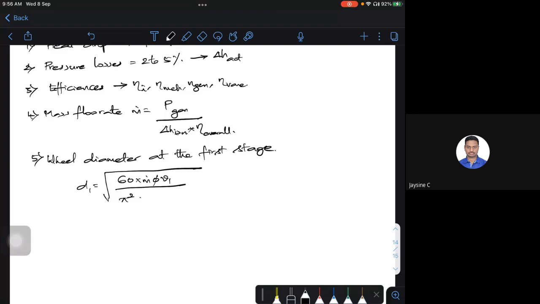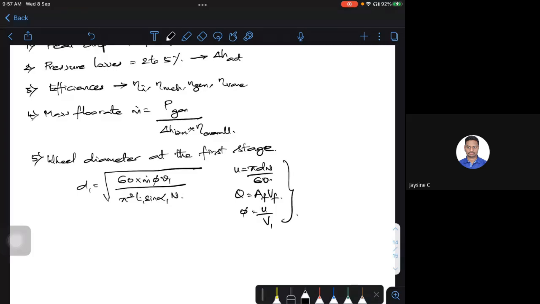So if I call this 1, it is pi square L1 sine alpha 1, where alpha 1 is at the inlet, and the speed. So this is a simple formula. How do they obtain it actually? Maybe using this formula, u is equal to pi D N by 60, and putting Q equal to area of the flow into velocity of the flow, and then phi is equal to u by V1. Area of the flow is pi D1 square by 4. So from that, we're able to get this.